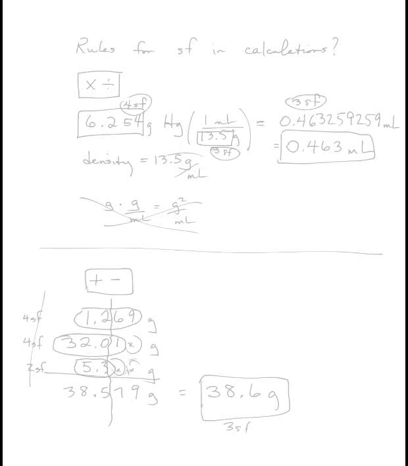So this segment is about the rules for calculations for sig figs. If we have significant figures in a calculation, the question is how many sig figs are in the answer. Now, there's two different kinds of rules, unfortunately, but that's the way it is. We have a multiplying and dividing rule, and then we're going to have an adding and subtracting rule. So let's look at the multiplying and dividing rule first.